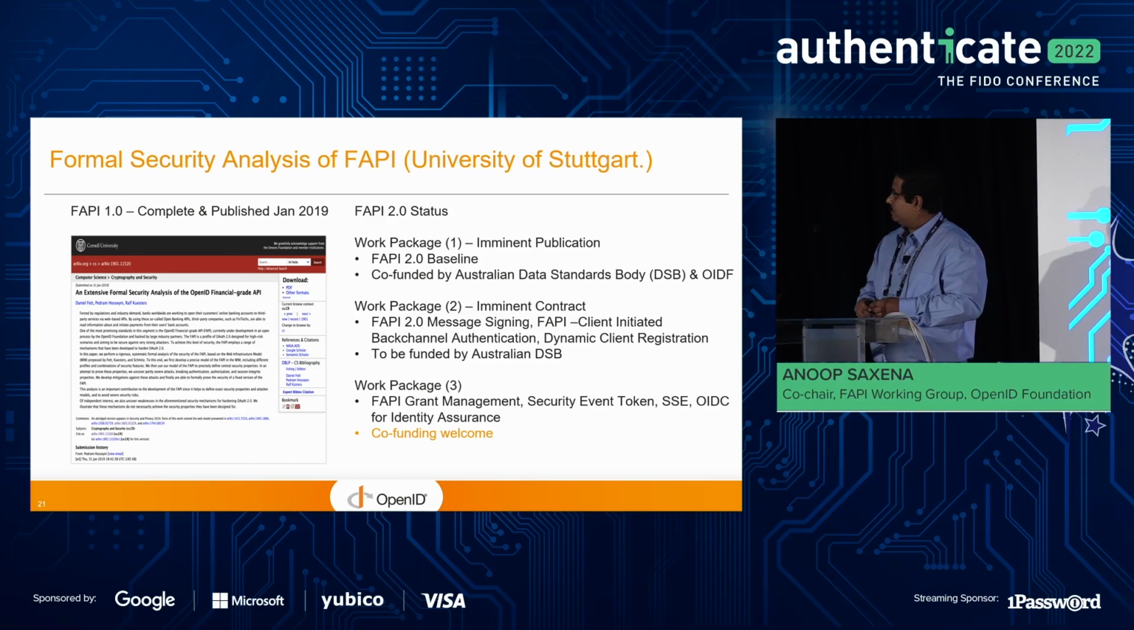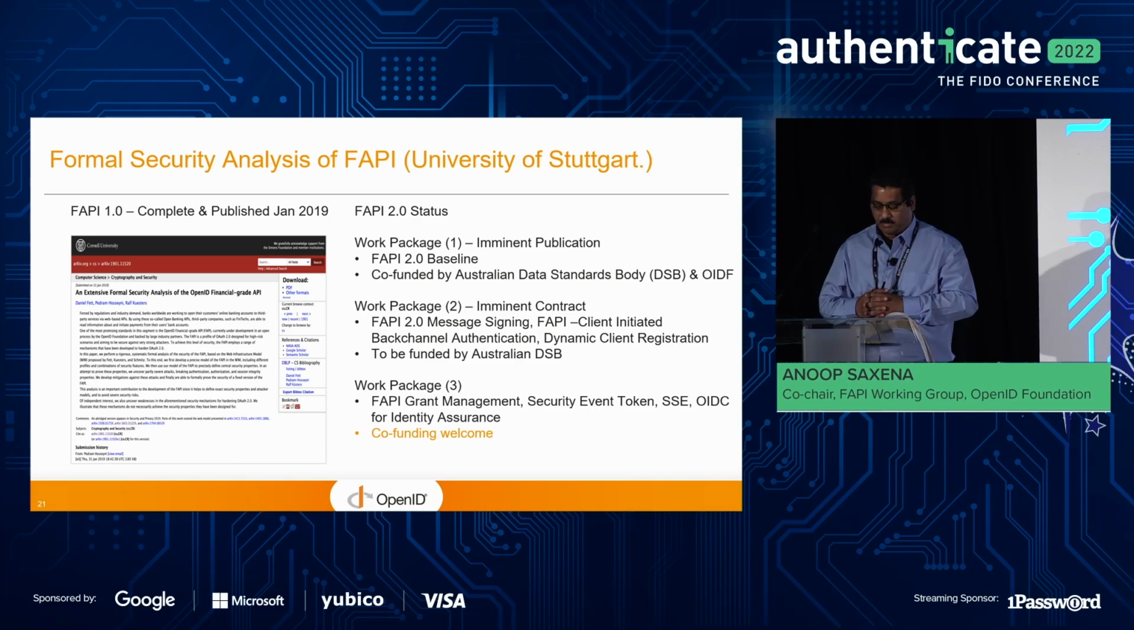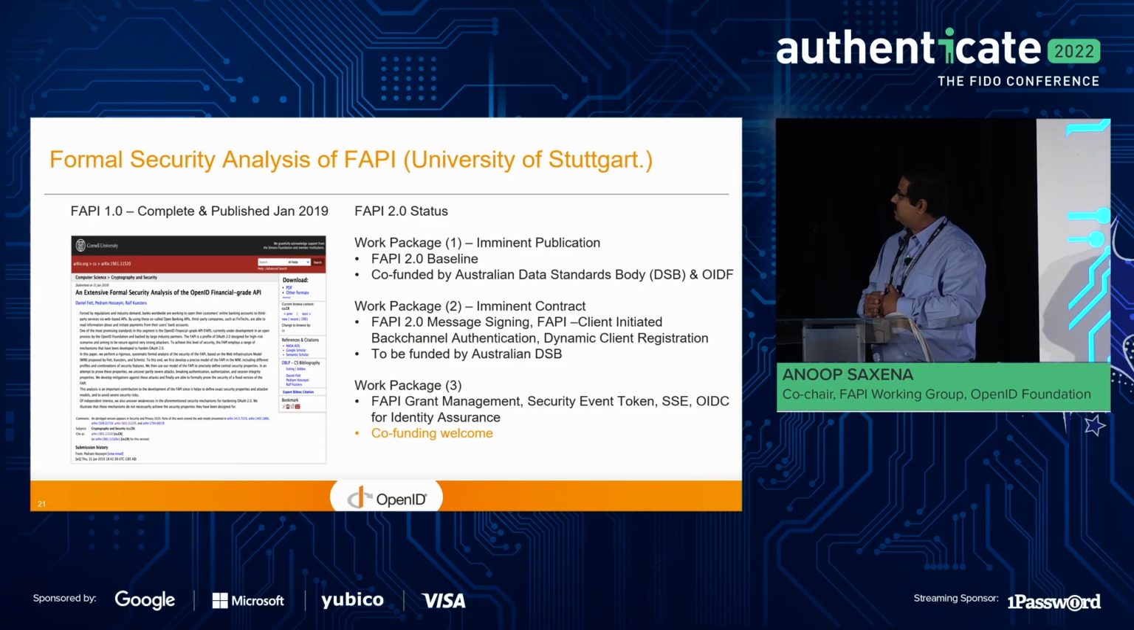So this is the interesting part: the formal security analysis of FAPI. One of the reasons OpenID FAPI adoption is a success story is that it has had good security analysis done. The FAPI 1.0 security analysis was done, I think, in 2019. Currently, the FAPI 2.0 analysis is going on with the help of the University of Stuttgart, and it's in progress with phase 1 and phase 2 as work packages. It's co-funded by the Australian Data Standards Body, DSB, and of course, OIDF.